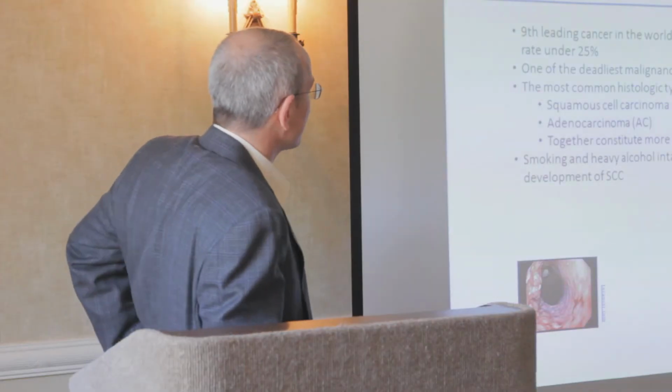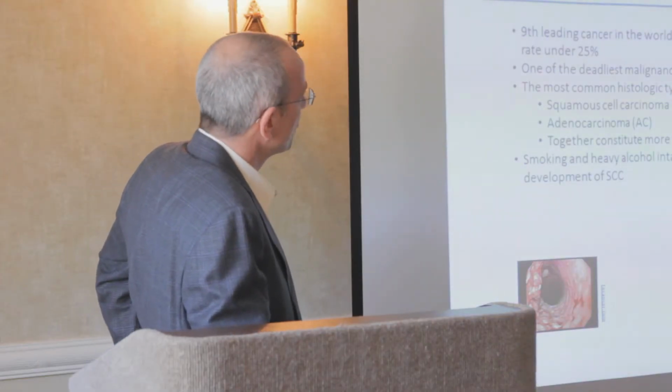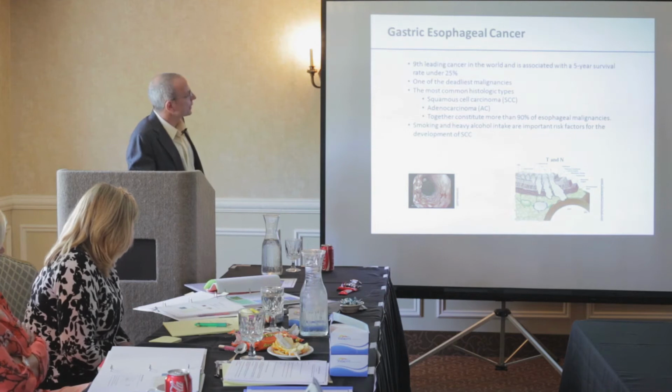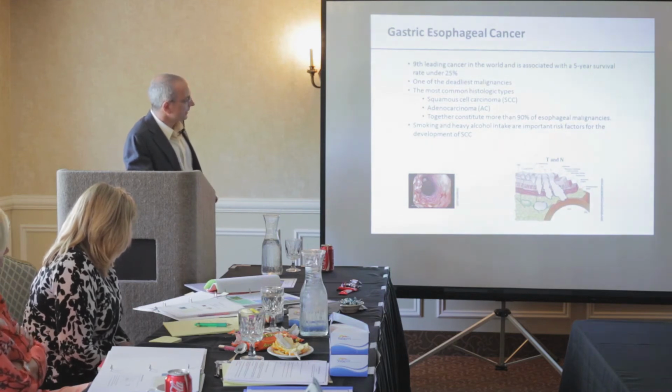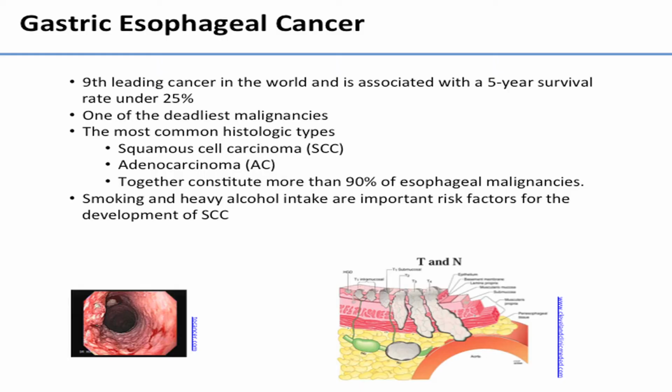All right, gastric esophageal cancer. So this one's a bit of a nightmare. As you can see, 9th leading cancer, 5-year survival rates under 25%. That's not good at all. It is one of the deadliest, and it splits itself up into different types of carcinomas. There's a squamous cell, an adenocarcinoma, and together then you've got 90% of all these.